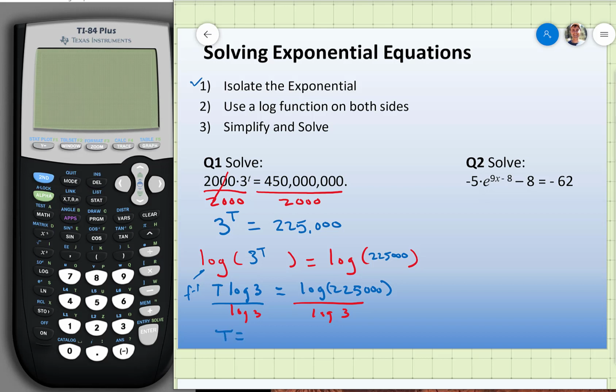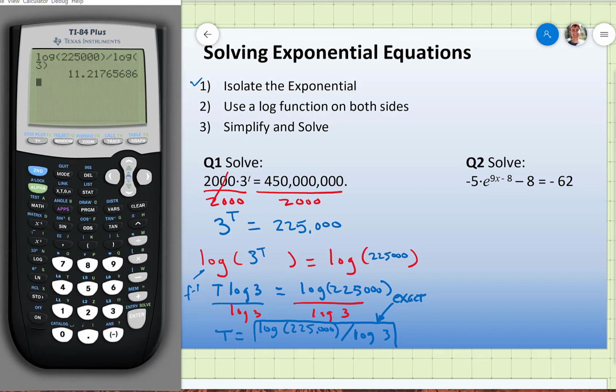T equals log of 225,000 divided by log of 3. And that gives us an exact solution. This is unlike the other method that we learned earlier in the chapter when we graphed. When we graphed the intersection, we were getting approximate solutions. Now, speaking of approximate, we've got the exact answer here, and maybe we need the approximate. So let's get the approximate solution.